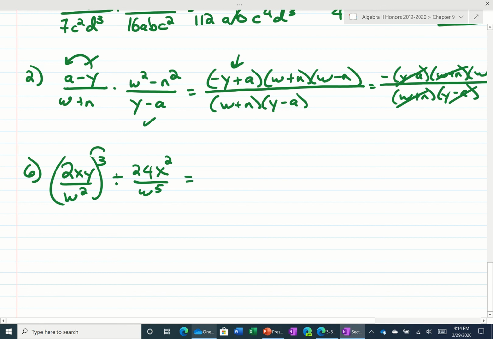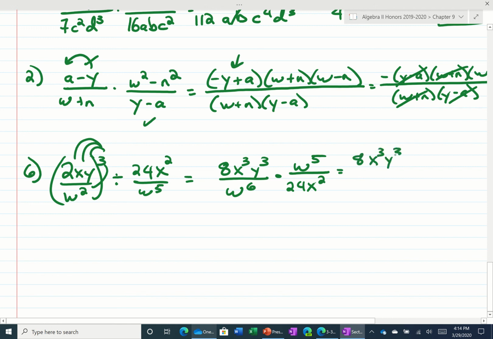The first thing I'm going to do is distribute this power of a product. So this would be 2 to the third is 8, x to the third, y to the third, divided by w to the sixth. And we're going to keep, change, flip. I'm going to rearrange them so they're in consistent order. 8x to the third, y to the third, w to the fifth, divided by 24, x to the second, w to the sixth.